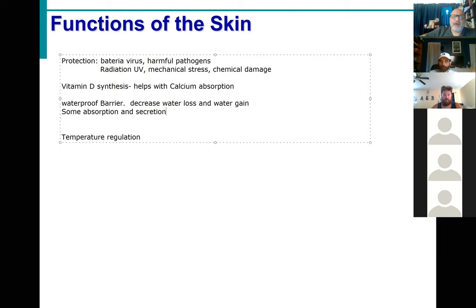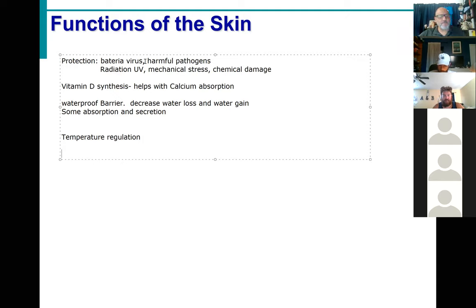And at the same time, we secrete waste materials, not just water, but ions. We talked about someone who overindulges in alcohol, sweating out that alcohol, or sweating out that garlic from that big Italian meal, things along those lines as well. Excellent. I can think of at least one more really important function.